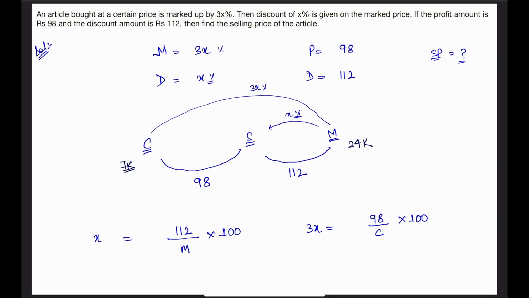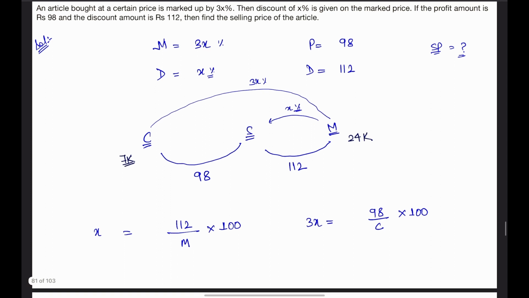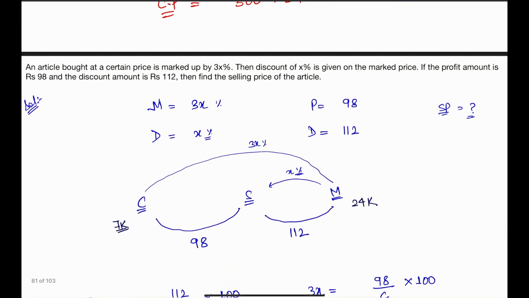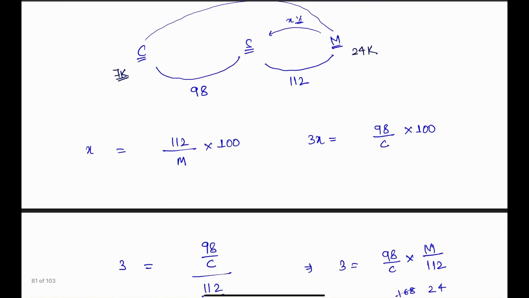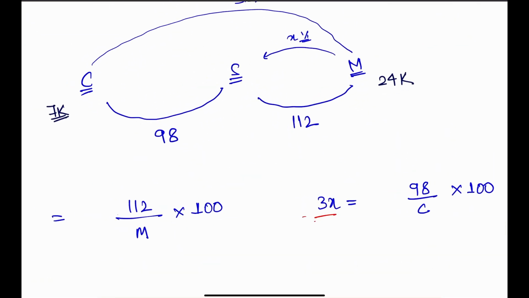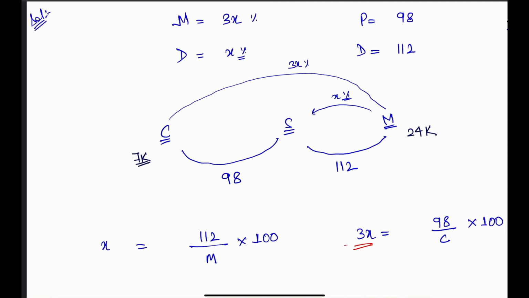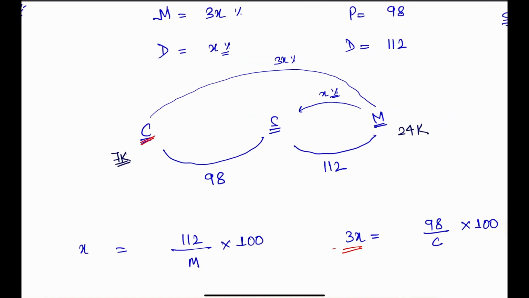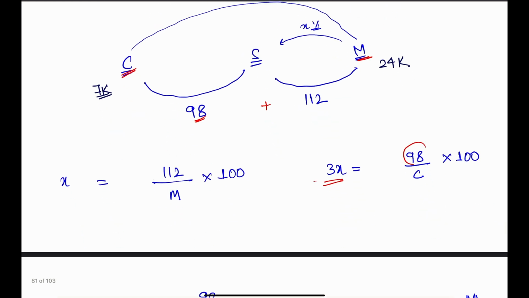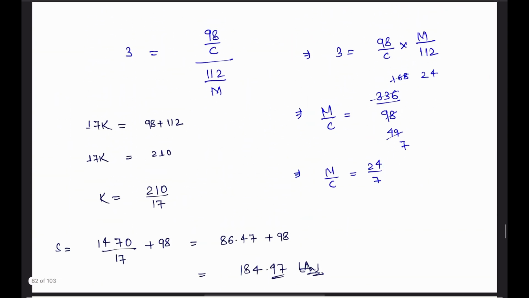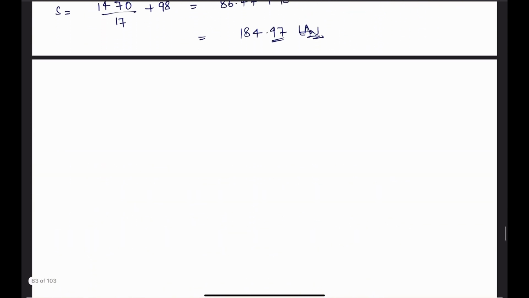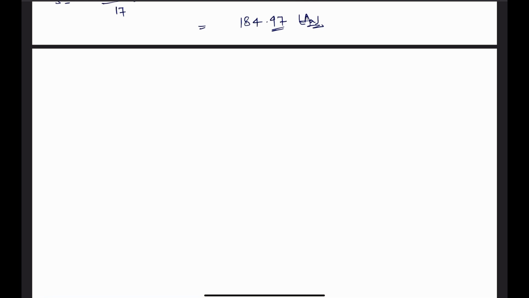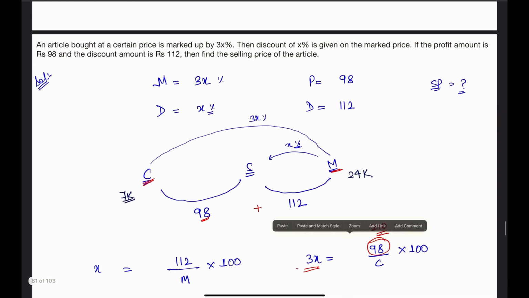Okay, so after critically analyzing this question, I have made a mistake. It is written that the mark price was 3x percent. So 3x percent is my mark price, not my profit. This is my cost price and this is my mark price, and the difference will be the summation of both. So here it should be 210, not 98. This was the mistake I made, but otherwise all the approach was correct. So let's try to solve with the correct method this time.